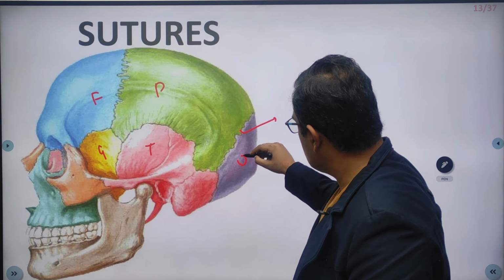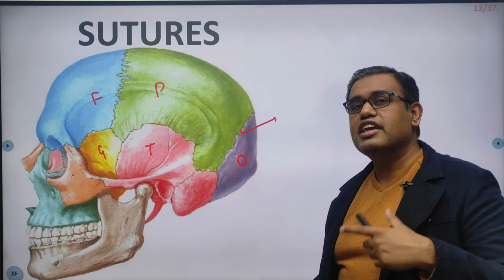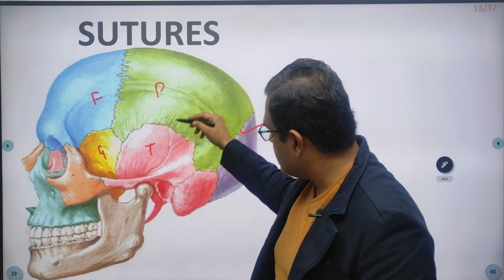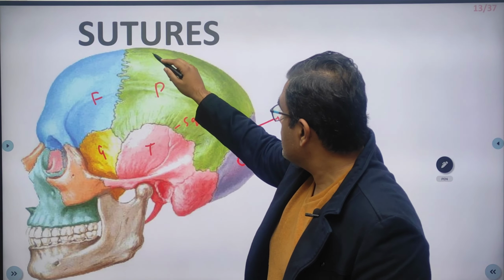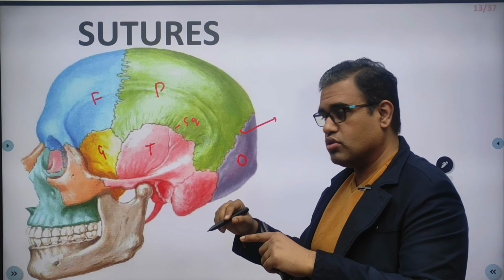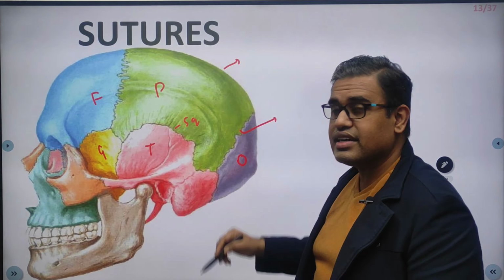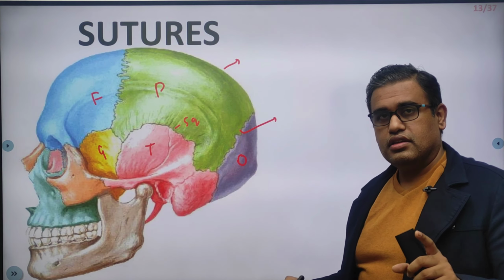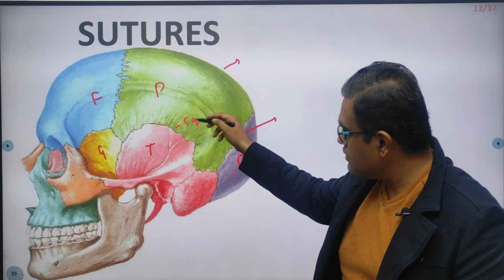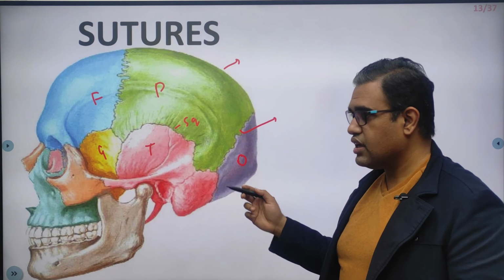This parieto-occipital suture is an example of denticulate suture. This petrotemporal suture is an example of squamous variety of suture. The sagittal suture between the two parietal bones is an example of your serrated suture. So there are various sub-examples of sutures, but understand the sutures are dense fibrous tissue present between the bones, and obviously they are not mobile.